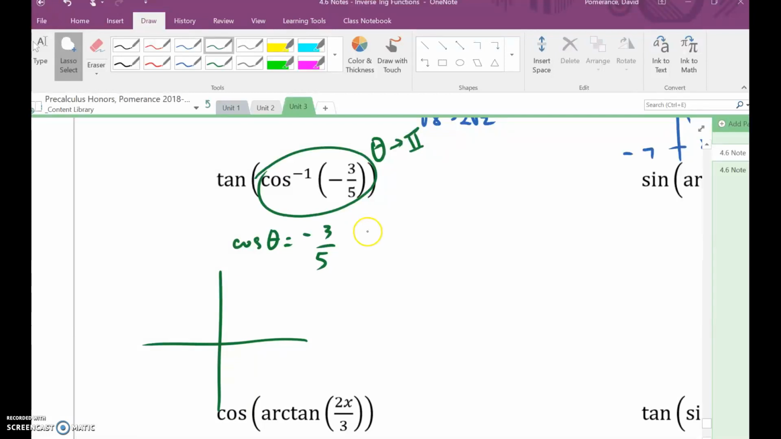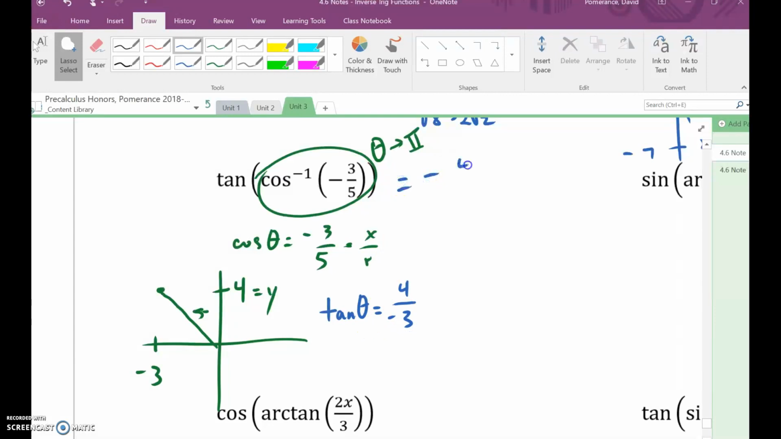Remember, this is x over r, so we're over here in quadrant 2 with an x value of negative 3 and an r value of 5. We all know the 3, 4, 5 right triangle, so we know that y equals 4. So then we just do the tangent of theta, and the x, y, and r values are known, so the tangent of theta equals y over x, so that's positive 4 over negative 3, or just plain old negative 4/3. All right.